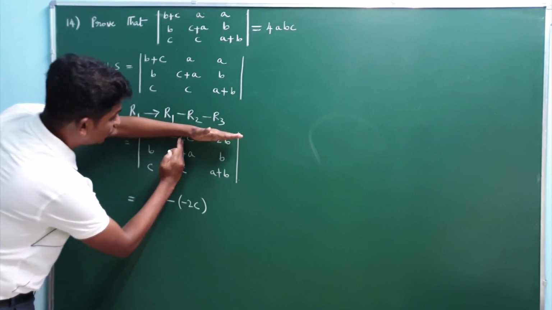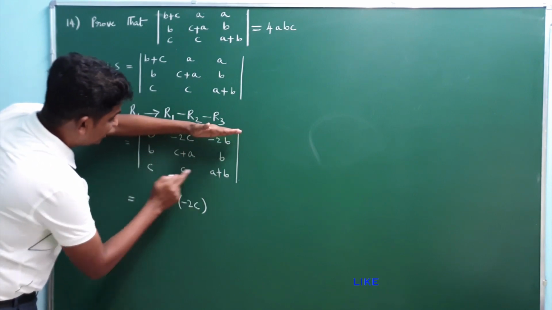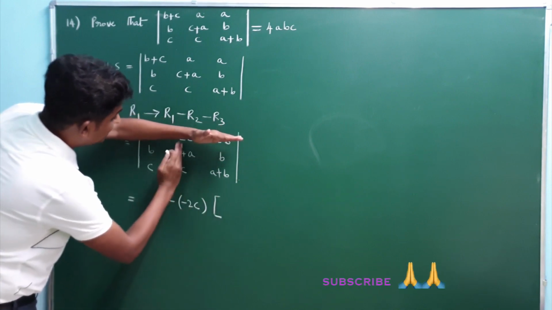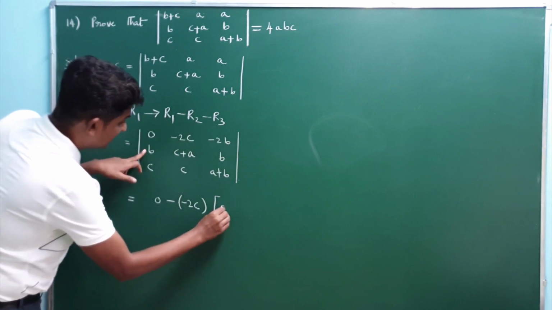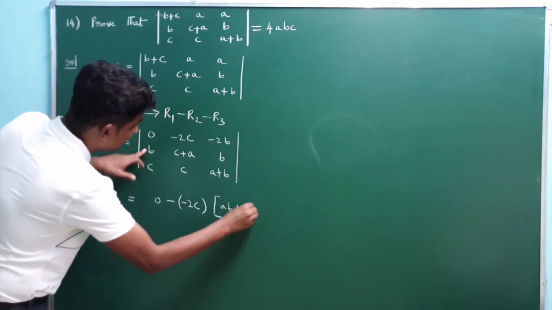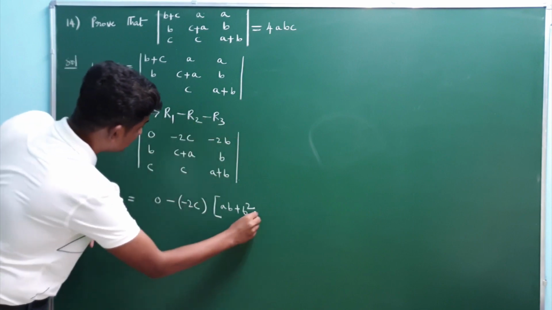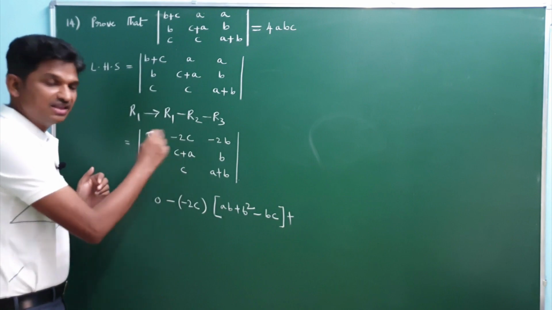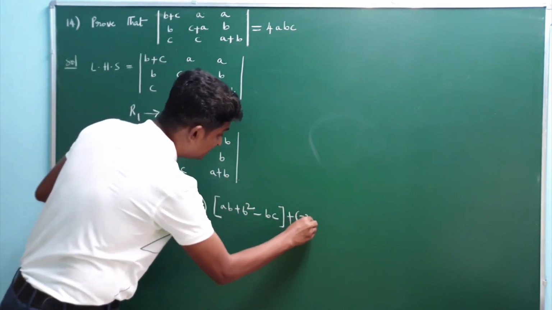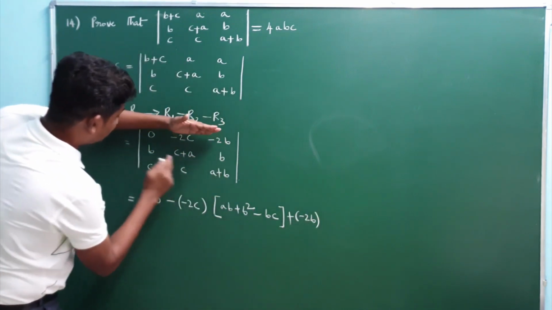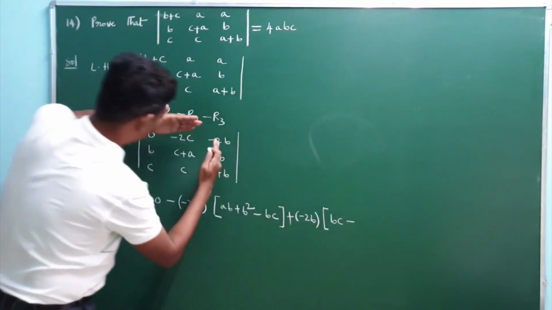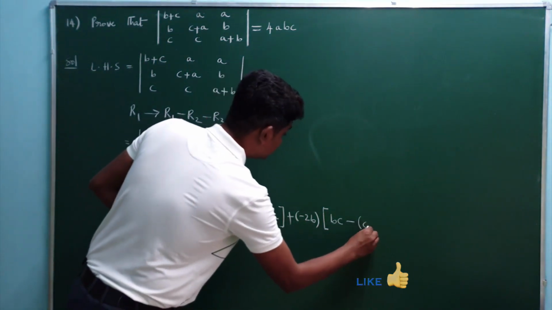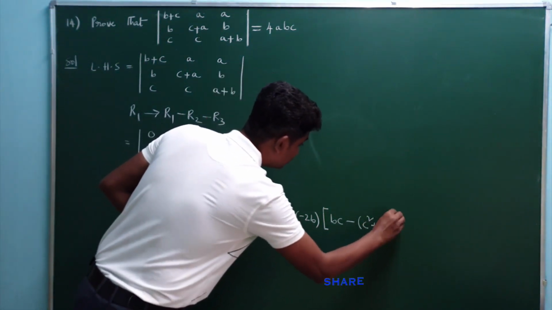I hope you are understanding how to calculate. B into this element minus this element into this element. B into this element is what? It is AB plus B square, minus this element into this element, that is BC. Okay, so plus, I am just expanding this determinant, plus minus 2B into, now determinant of this part, BC minus, multiply these two, what you will get? Minus of C square plus AC. I hope you are understanding.